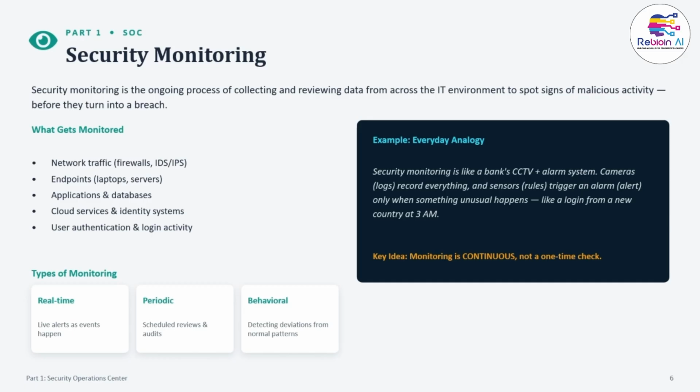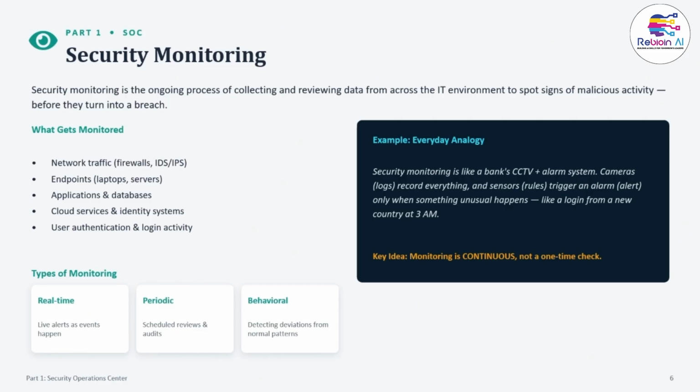There are three types of monitoring you should know. The first one is real time monitoring. The alert appears the instant something happens. Second, periodic monitoring. Scheduled reviews and audits done on a regular cadence rather than instantly.